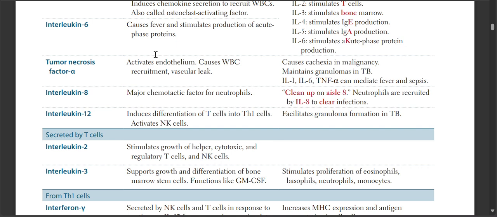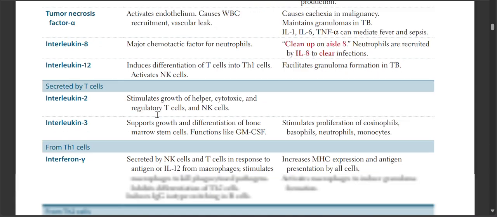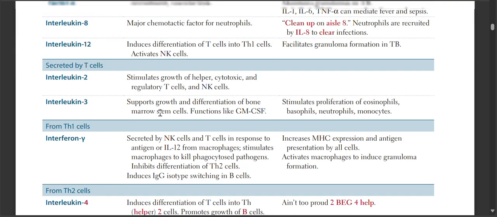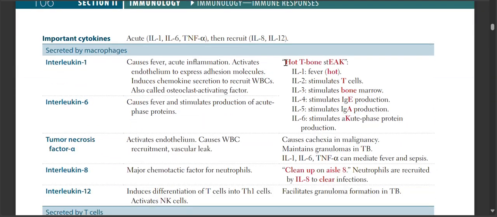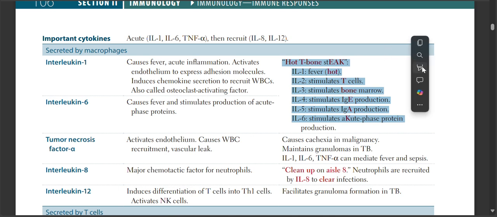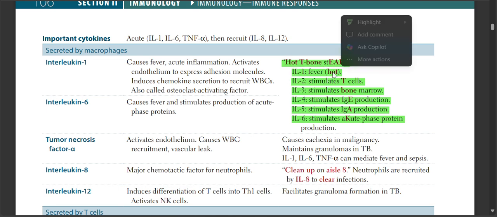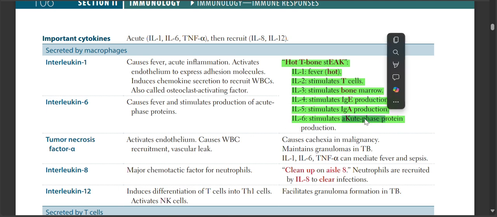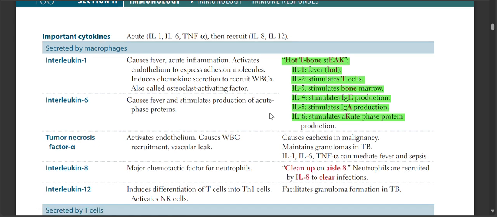Next, we have these cytokines. I can't help you with these cytokines; you will sadly have to memorize these. I'll give you one hint though: don't memorize all of them, that's just too much work. Memorize the simplified form. Remember that IL-1 is for fever, IL-2 is for production of T cells, IL-3 for bone marrow production, IL-4 for IgE, IL-5 for IgA, and IL-6 for acute phase reactant or acute phase protein.